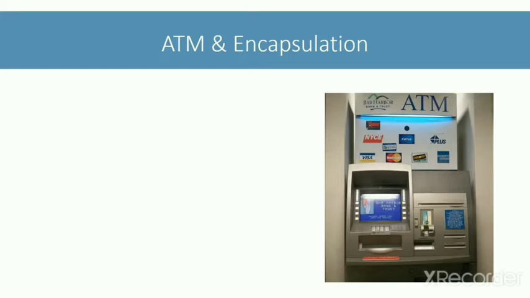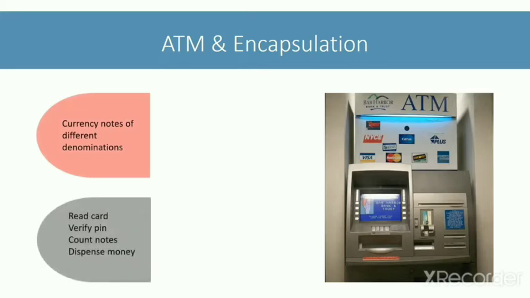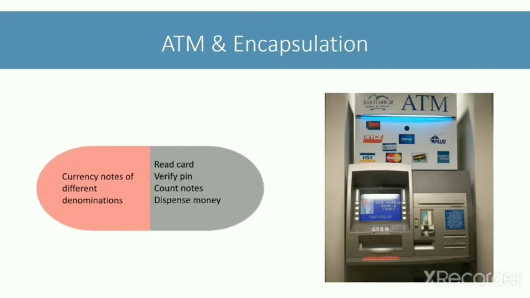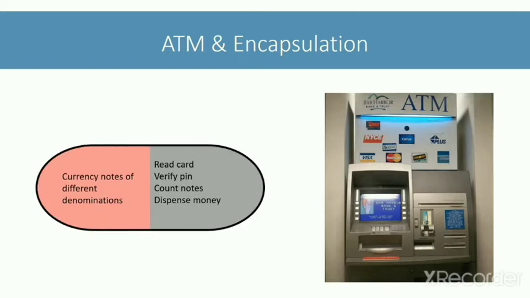If you were to see ATM through an object-oriented lens, you will realize that ATM contains different denominations of currency notes, and all the operations to read your debit card, verify your PIN, count currency notes, dispense the money to you, etc. ATM combines all the different denominations of currency notes and all the operations required to withdraw money into a single unit. You interact with this one machine which is wrapping all this together and very conveniently withdraw cash.